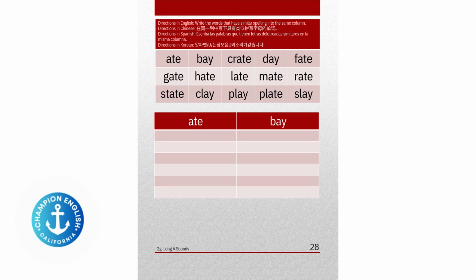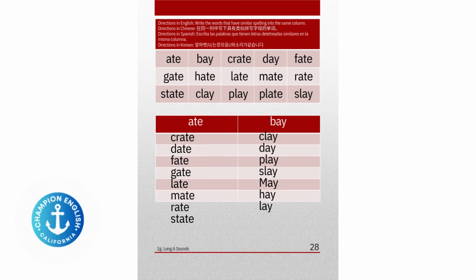Check your pages, okay? On the next page. Check your work. First column. Hate in the first column. Late, that's right, first column. Mate, first column. Rate, first column. State, first column. Clay, second column. Play, second column. Played, first column. And slay, second column. Check your pages, okay? On the next page. Check your work. Next page. Check your work.